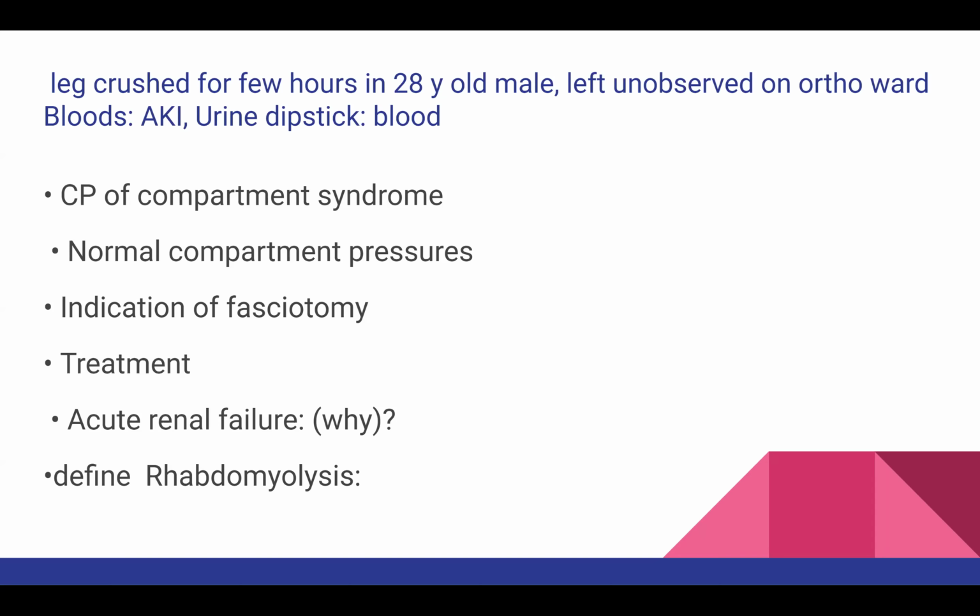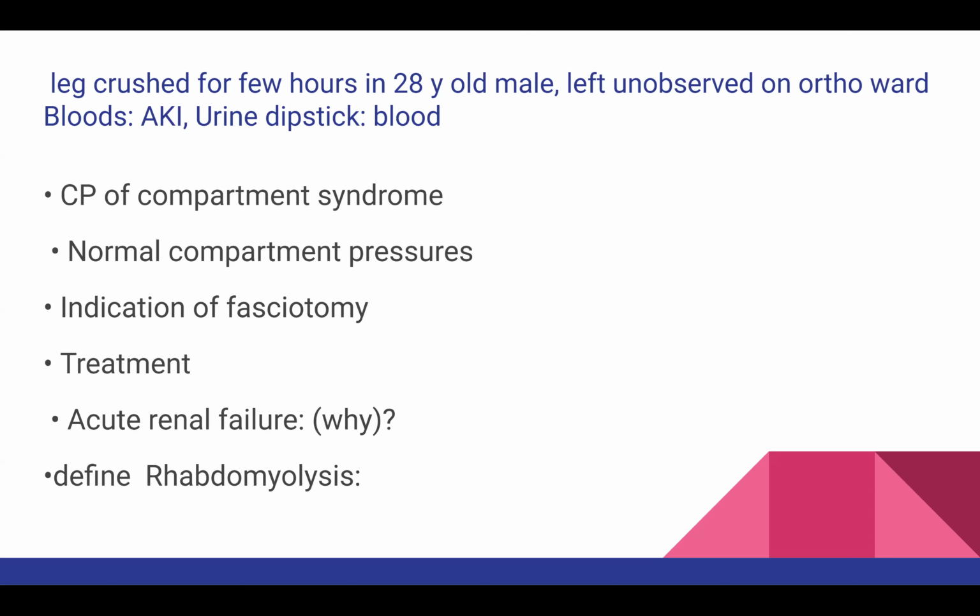And after that, the normal compartmental pressure is 0 to 15 millimeter of mercury. If it is more than 30, we must confirm compartment syndrome and do an emergency fasciotomy. The indication for fasciotomy is compartment syndrome of the upper limb or lower limb, and the treatment for this is fasciotomy.